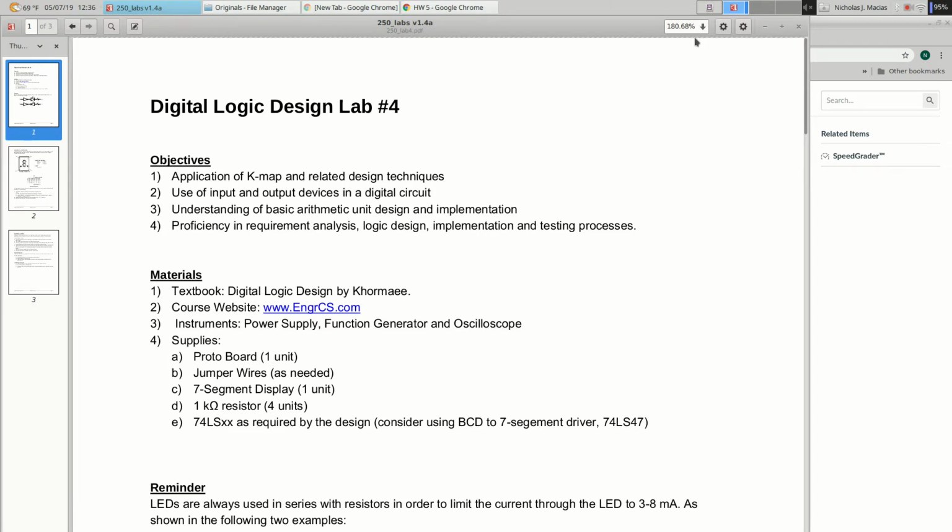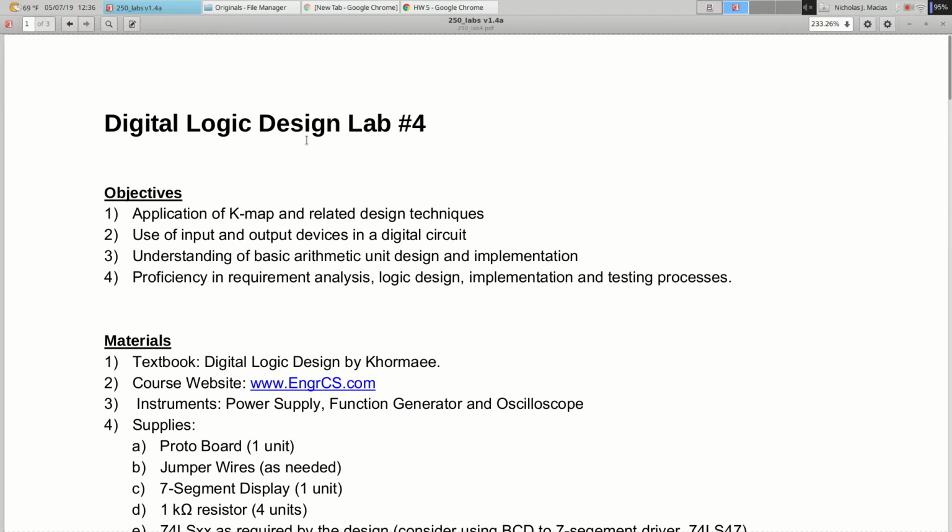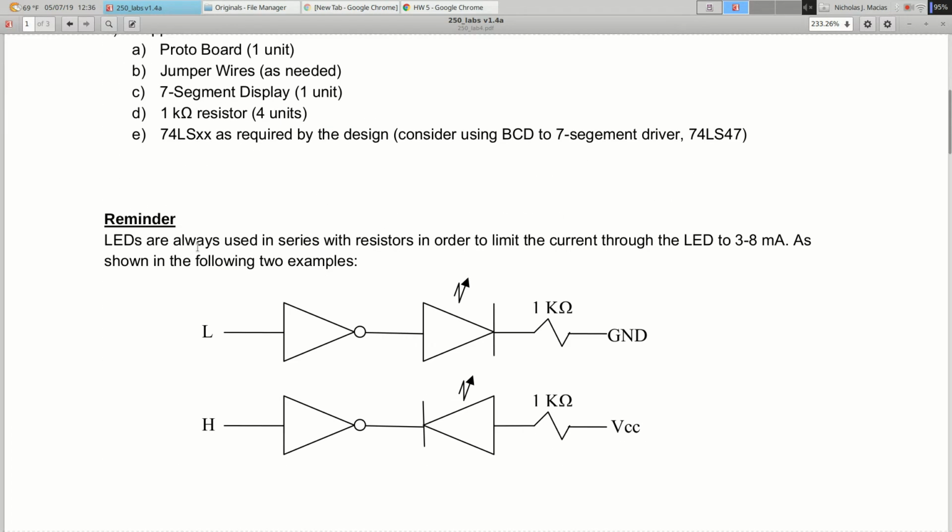So let's talk about Lab 4. And Lab 4 is your 2-bit adder lab. And there are very specific requirements for what you need to do for your lab report that you're not going to probably get from just reading through the description of the lab. So you really got to pay attention to this and ask questions if it doesn't make sense.